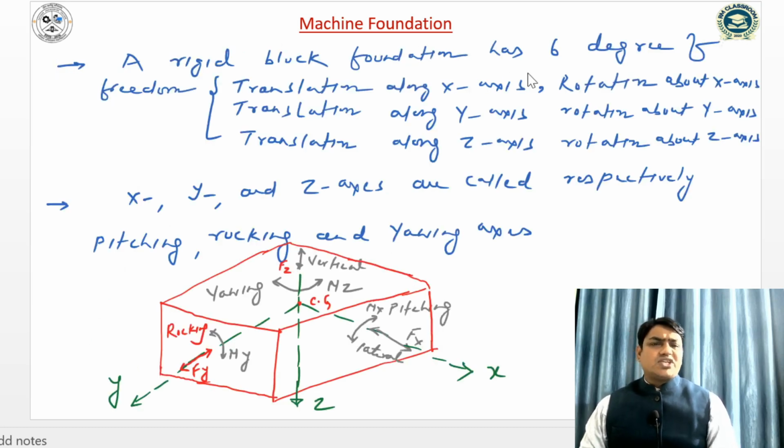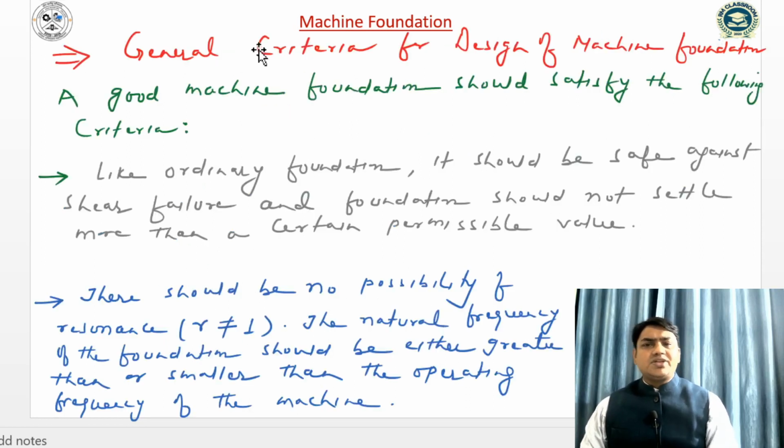A rigid block foundation has 6 degrees of freedom: translation along the x, y, and z directions, and rotation about the x, y, and z axes. Here the x, y, and z axes are called the pitching, rocking, and yawing axes respectively. Now the general design criteria of the machine foundation: a good machine foundation should satisfy the following.